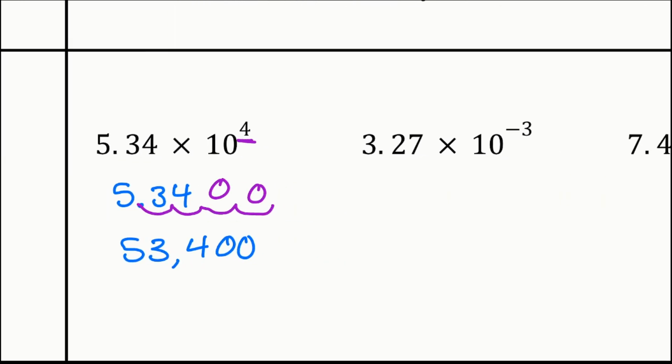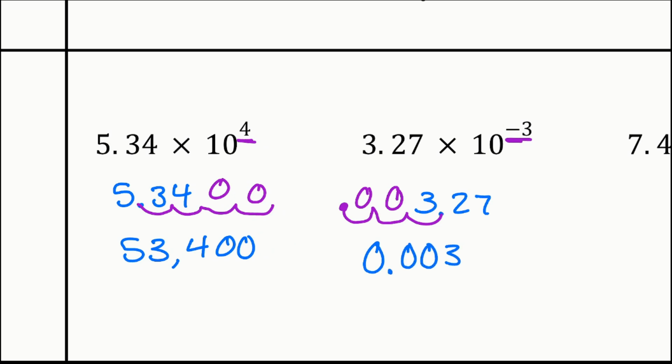So on the other side of that is if you have something with a negative exponent. So again, I'm going to set my 3.27 a little bit to the right. But in this case, since I have a negative exponent, I'm going to move my decimal to the left. 1, 2, 3. That's where it's going to end up. And then I fill in with zeros. Since this is going to be smaller than 1, I do like to put 0 point and then fill in the rest of that. Okay.